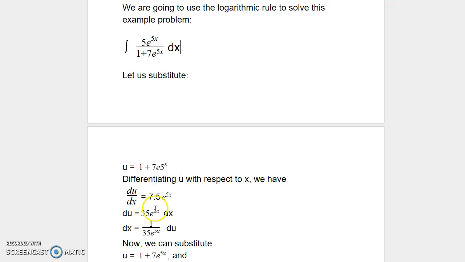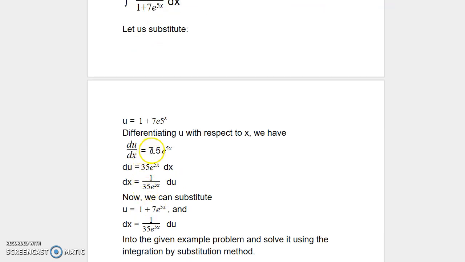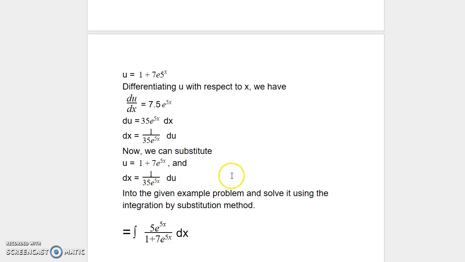Therefore, we can write this as 7 times 5, which is 35, e to the power of 5x dx. I brought this dx to the side of the expression. If we have to express it in terms of dx, we can write dx as equal to 1 over 35e to the power of 5x du. Now we can substitute u as equal to 1 plus 7e to the power of 5x and dx as equal to 1 over 35e to the power of 5x du.